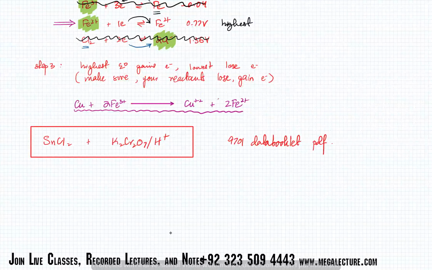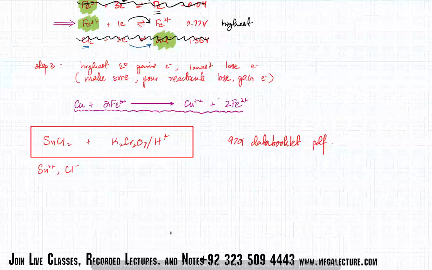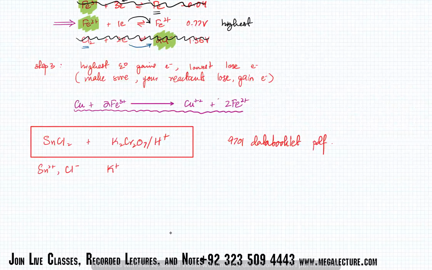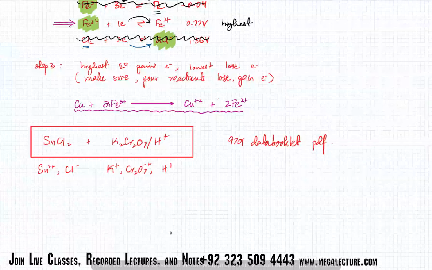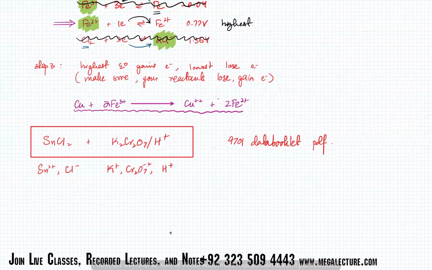Asha, try doing this one. The species that you have are Sn2+, you've got Cl−, you've got K+ from K2Cr2O7, you've got the dichromate ion, Cr2O7 2−, and you've got H+.